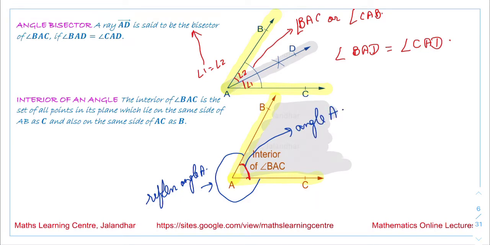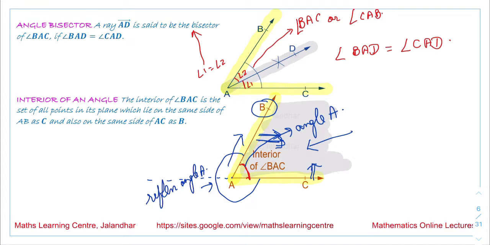So interior of an angle means we are talking about the region which lies on the same side of AB as C. So C is on this side of AB. Similarly, it lies on the same side of AC as B. This point B is there. We are saying it lies above AC and on the right side of AB. This region is called the interior of an angle.